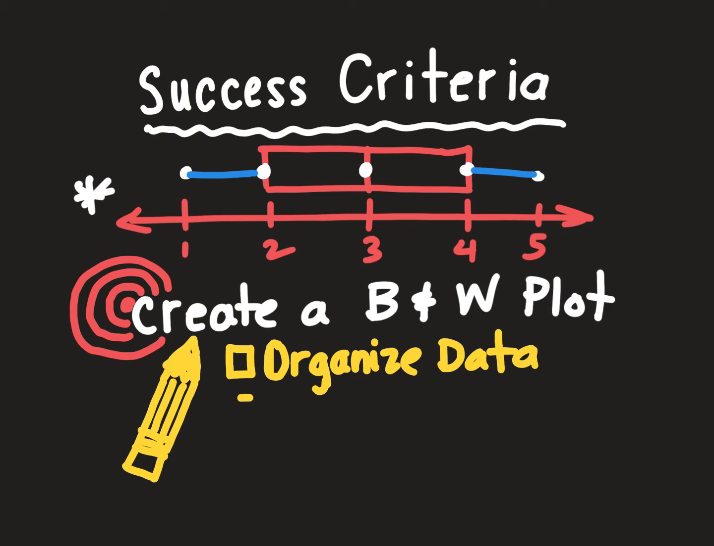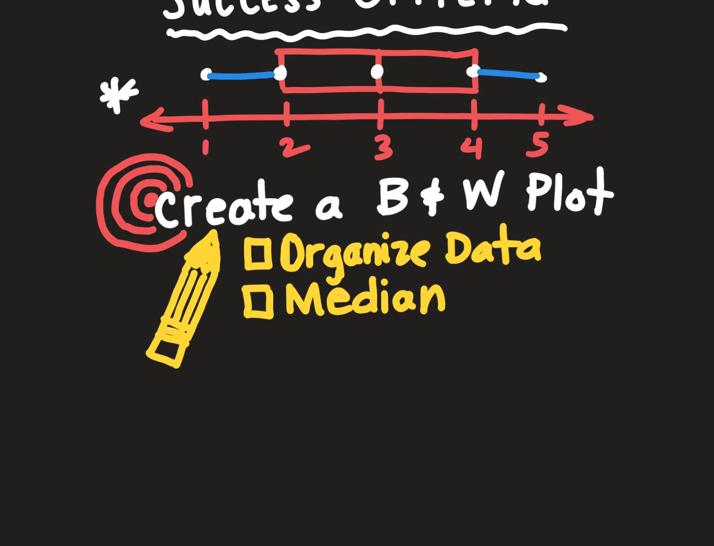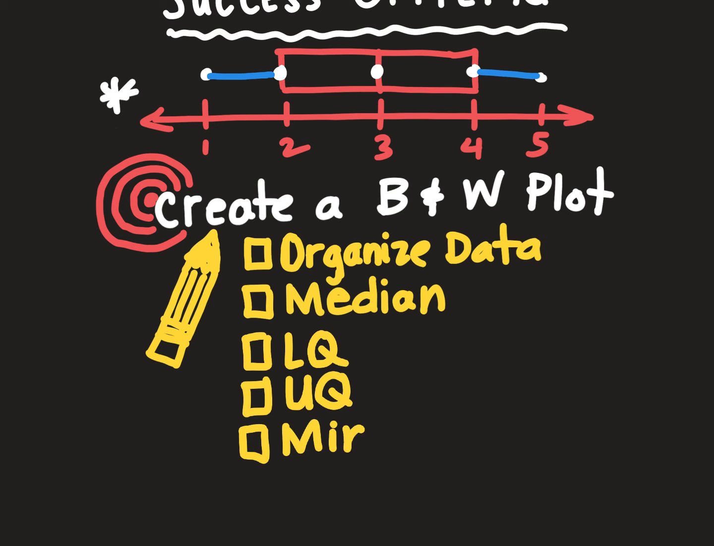Once they organize the data, they need to be able to find the median of the data. Once they find the median, they need to be able to split the data so they can find the lower quartile of the data. Once they find the lower quartile, they need to be able to find the upper quartile of the data. Now, some of this is terminology you don't even need to know, but these are the skills that they need to work on. They also need to be able to find the minimum, and then they need to find the maximum.